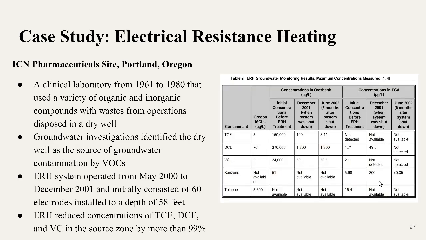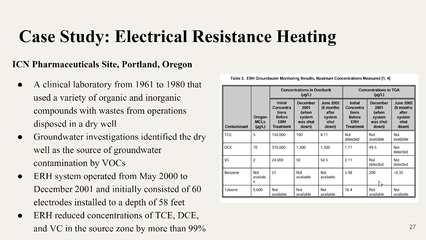This table on the screen shows the maximum groundwater contaminant concentrations before treatment, when the ERH system was shut down in December 2001, and 6 months later in June 2002. As of December 2001, maximum groundwater contaminant concentrations in the overbank area had been reduced from 150,000 micrograms per liter to 100 micrograms per liter for TCE, from 370,000 to 1,300 micrograms per liter for DCE, and from 24,000 to 50 micrograms per liter for VC.